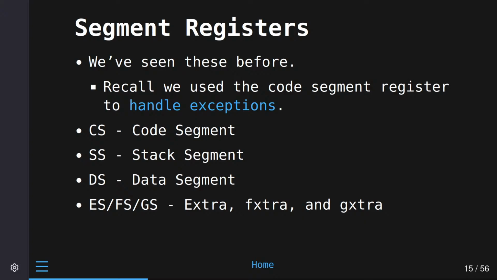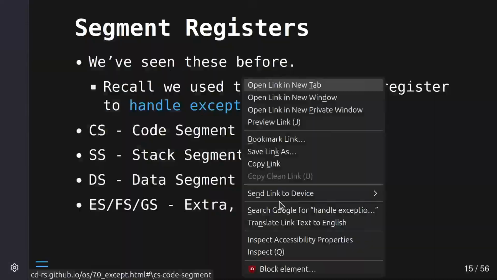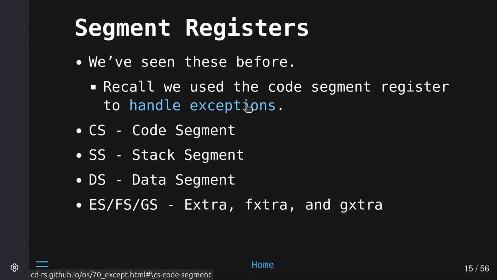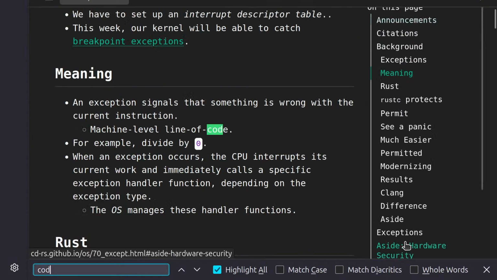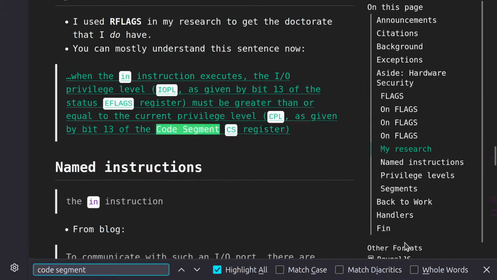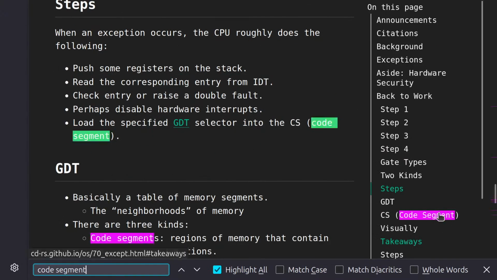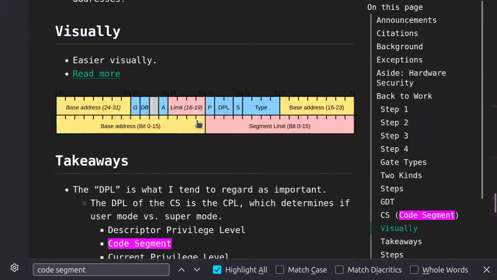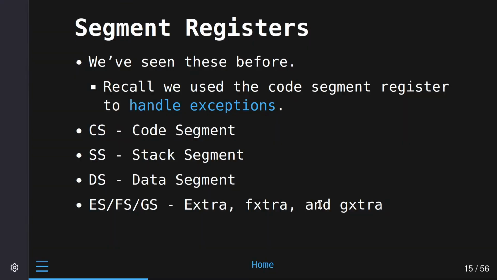Okay, segment registers, you've seen these before. I told you about these already. There is a link here because I'm worried you won't believe me. Is the link cursed? CS, code segment? I'm 100% sure I've taught you about code segments, right? The region where the currently executing code lives, which was possibly anywhere, is now where the OS keeps exception handlers. Remember these things? You remember the segment descriptors? Okay. So segment registers are back.